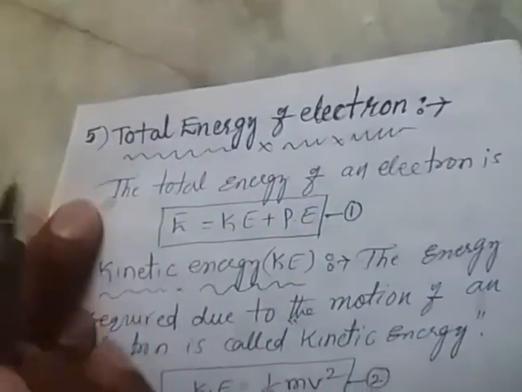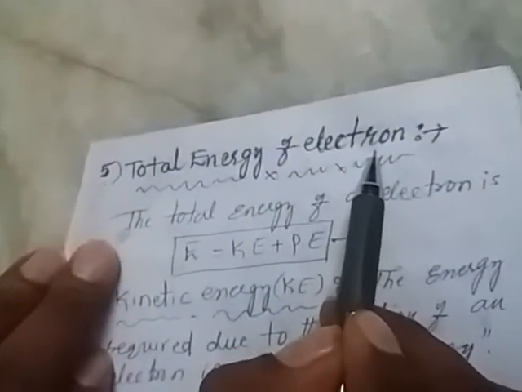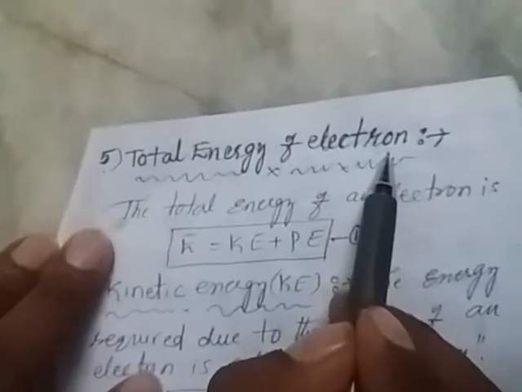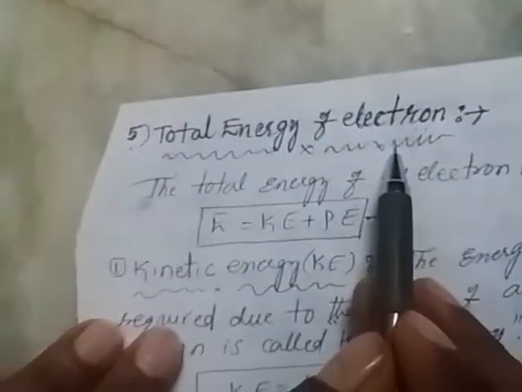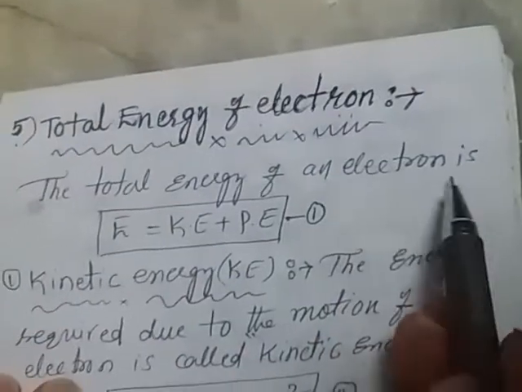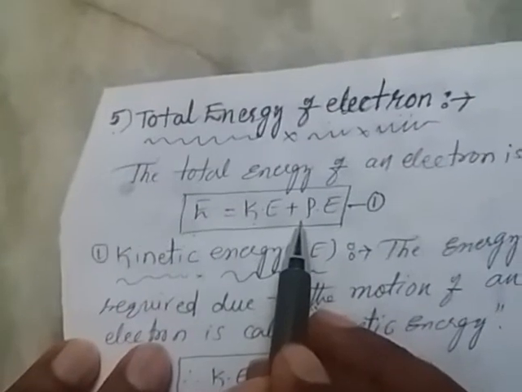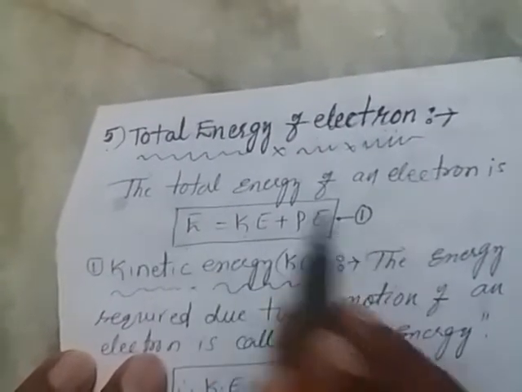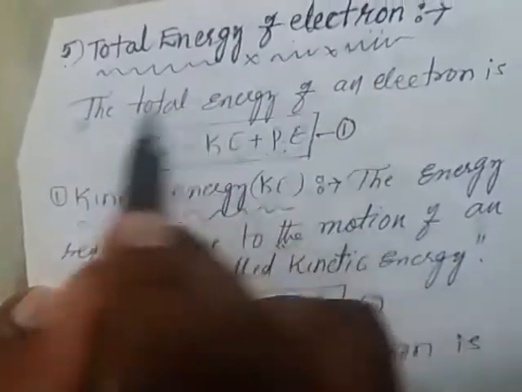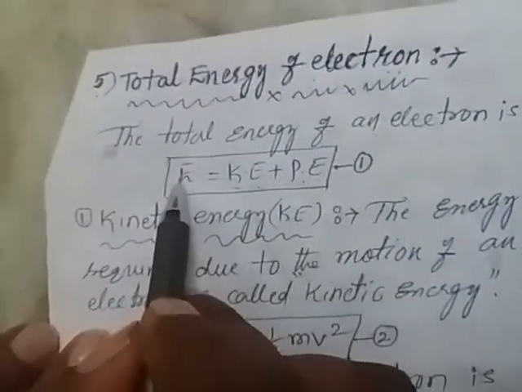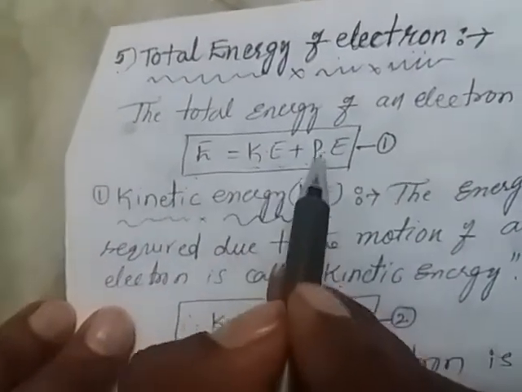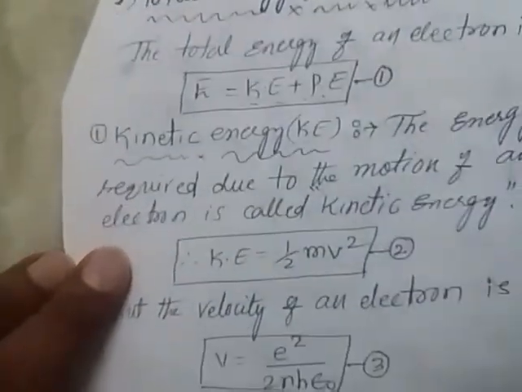Now let us take the main important fifth quantity, which is represented by the total energy of an electron. How can we determine the total energy of the electron? The total energy of an electron is the sum of the kinetic energy plus the potential energy. The sum of kinetic energy and potential energy is called the total energy: E equal to Ke plus Pe. This is equation 1.